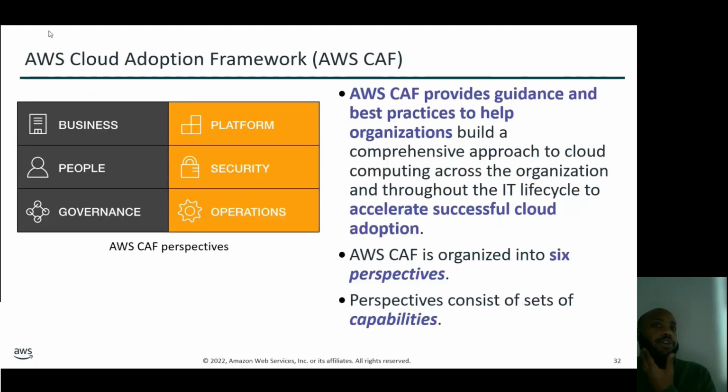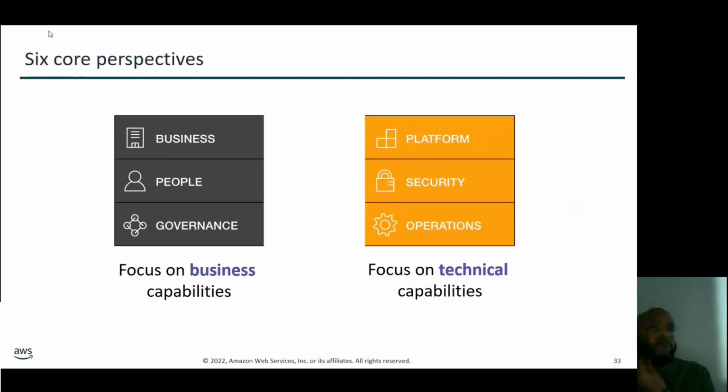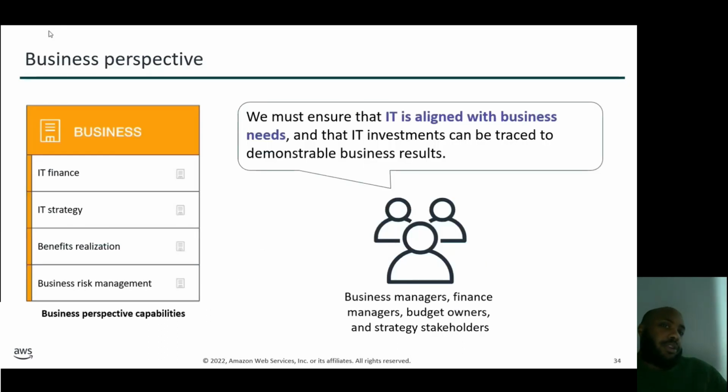Under the Cloud Adoption Framework, you'll have the 6 core perspectives: people, business, governance, platform, security, and operations. Three of these should focus on the business capabilities, and three should focus on the technical capabilities. In the business perspective, you'll have your business manager, finance manager. All of them have to know what the business need is and develop a business case for adoption of the cloud. So why should we move from traditional to a cloud infrastructure?